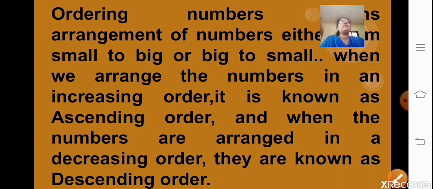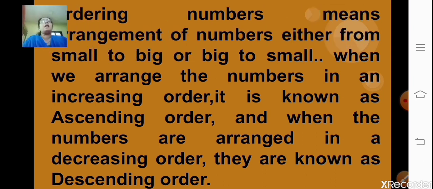Now ordering of numbers, that is how to arrange the numbers in ascending and descending order. Now once you know how to compare numbers, it becomes easy to write the numbers in ascending as well as descending order. Now here, ordering numbers means arrangement of numbers either from small to big or big to small. Now when we arrange the numbers in increasing order, it is known as ascending order.